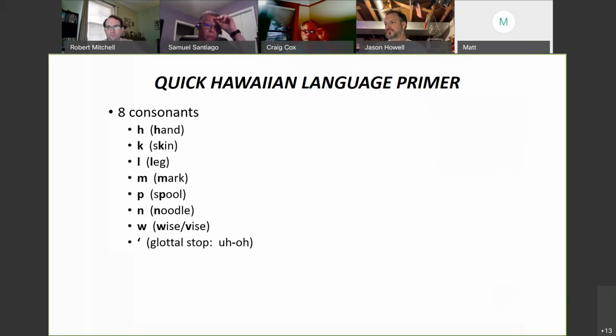N is in noodle. And one interesting thing, the letter W in the Hawaiian language can either be pronounced as we pronounce W, or it can be pronounced like a V, depending on who exactly you're talking to in Hawaiian. Sometimes you'll hear the sound is kind of like somewhere between a V and a W. And then what they consider a consonant is the glottal stop, which is just, you know, like in the word uh-oh, it's that sudden quick stop in the middle.